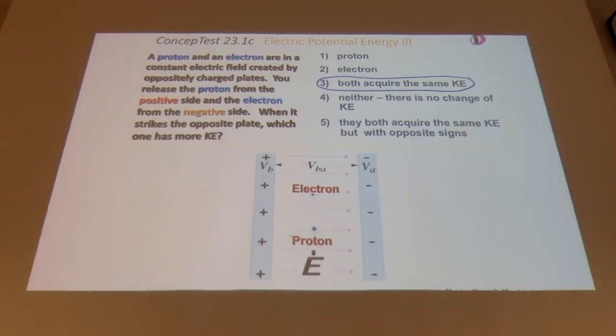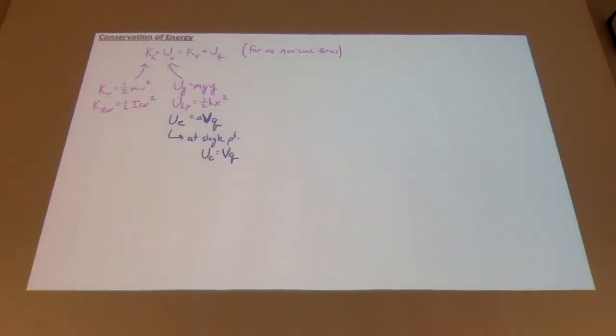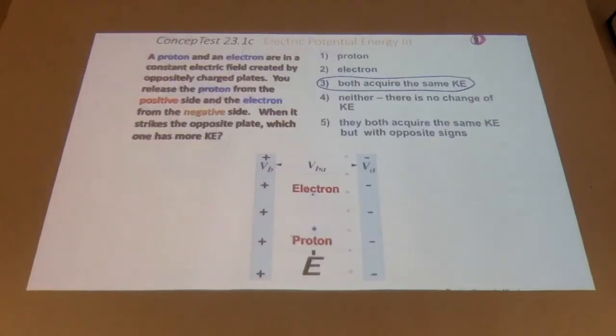Yeah, it basically goes back to this equation, right? They both start with the same amount of potential energy because a proton and electron have the same charge, and they're dealing with the same potential difference. So if they start with the same potential energy and lose all that potential energy as it gets converted to kinetic energy, they have to have the same kinetic energy at the end, okay?